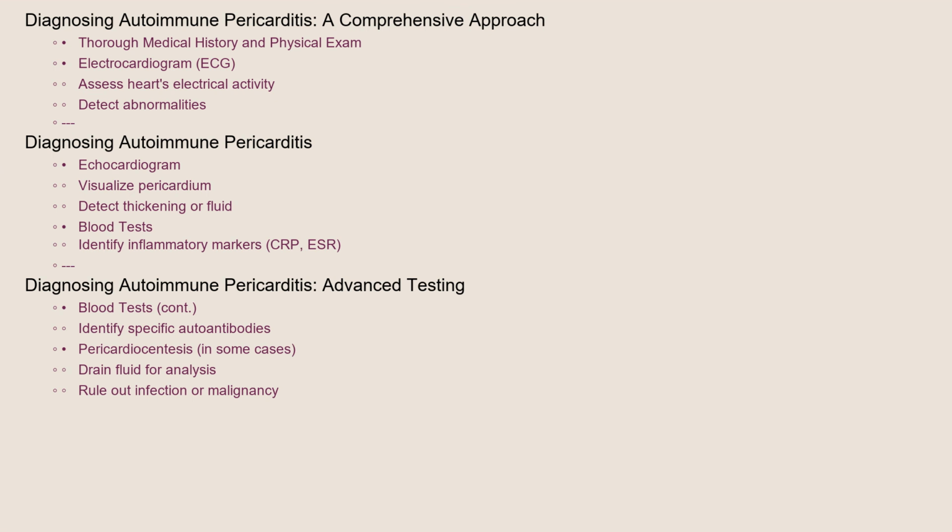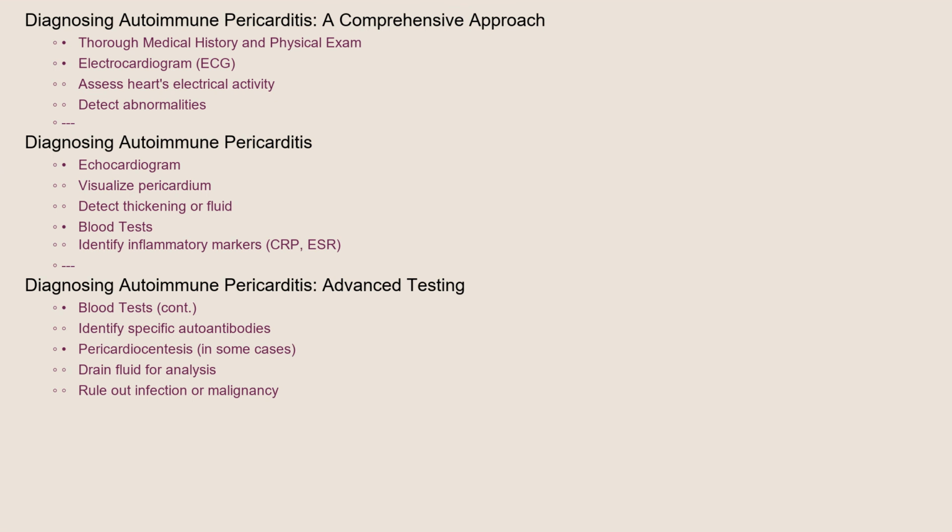Diagnosing autoimmune pericarditis requires a comprehensive approach. A thorough medical history and physical examination are essential, paying close attention to any underlying autoimmune conditions or recent infections. An electrocardiogram, or ECG, is usually performed to assess the heart's electrical activity and detect any abnormalities associated with pericarditis. An echocardiogram, an ultrasound of the heart, is used to visualize the pericardium and detect any thickening or fluid accumulation.